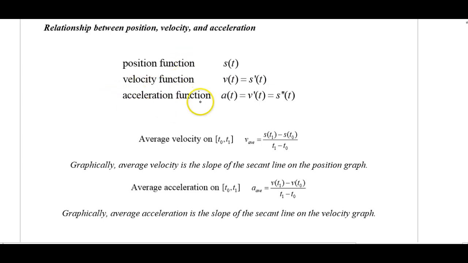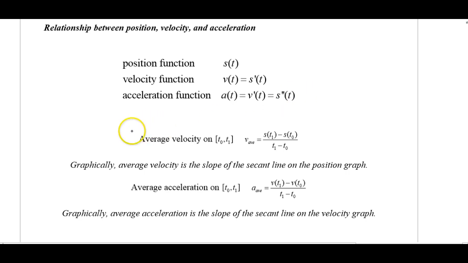Now if we're interested in the acceleration function a of t, then we have to take the derivative of velocity, which is equivalent to taking the second derivative of the position function. So the relationship is the derivative of the position function is the velocity function. The derivative of the velocity function, or the second derivative of position, gets me to acceleration. So this is a very important relationship to understand.